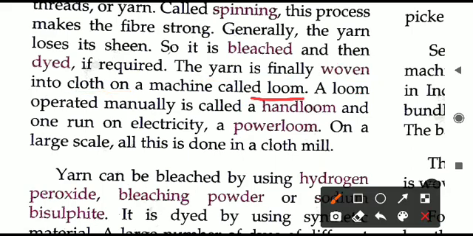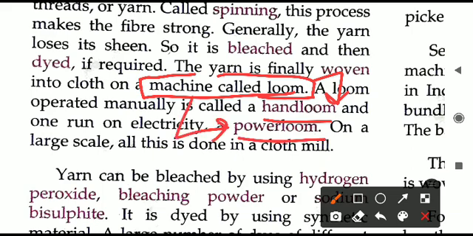Please mark this in the book. What is the machine? That is called a loom. Using a loom, we can convert the yarn into a cloth. We will weave a particular yarn into a cloth using a loom. Now this loom is also of two types. Let us read about it. A loom operated manually is called a hand loom, and the loom which runs on electricity is called a power loom. So this machine by which we can convert the yarn into cloth is of two types. One is the hand loom, we have to operate it manually only, and another one is the power loom. Here it will run on the consumption of electricity.